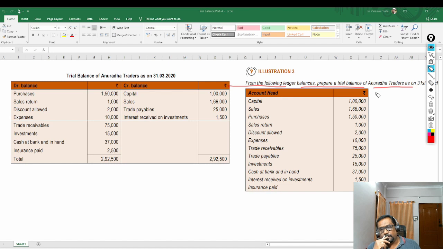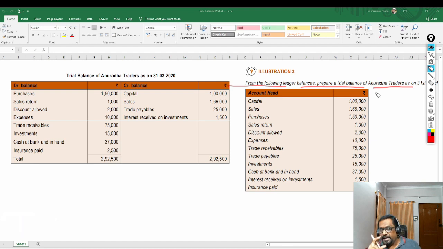Krishna, how do I know whether the capital brought down balance is in debit or credit here? How do I know whether the sales brought down balance is in debit or credit? How do I know whether the purchases brought down balance is debit or credit? That's an interesting point. You don't need to go through the brought down balance in each and every case, my dear friends. In the previous illustration, I explained it to make you understand better.